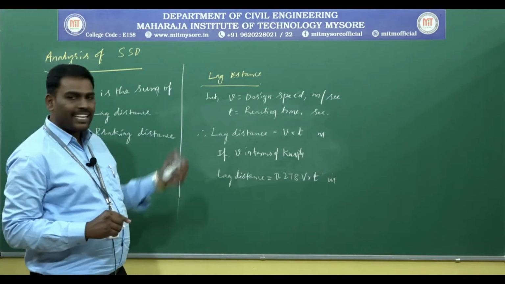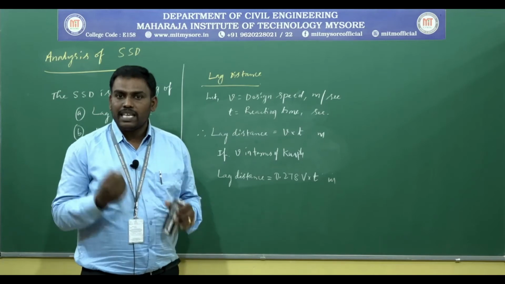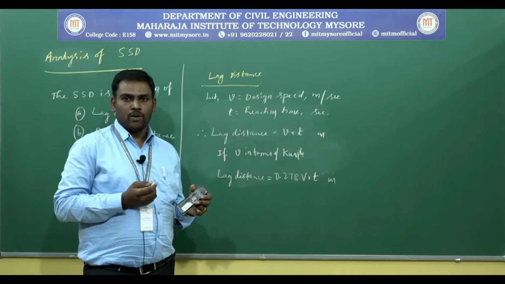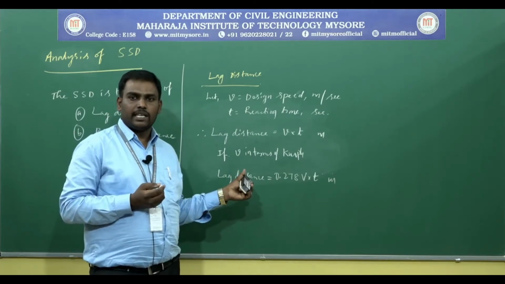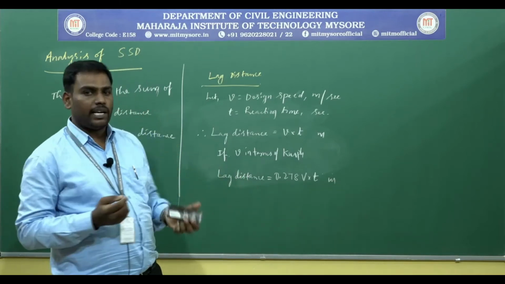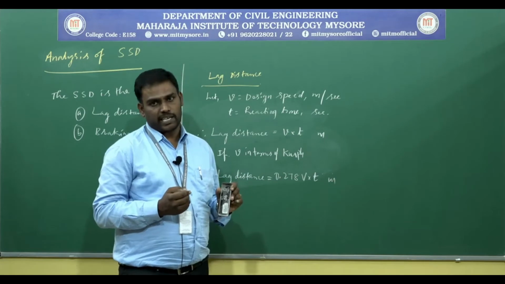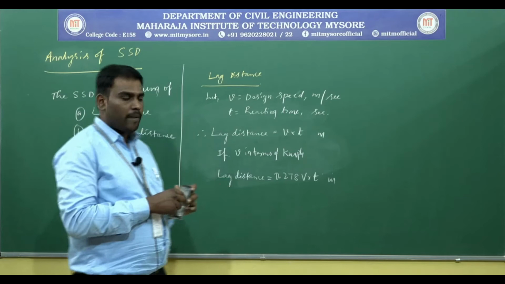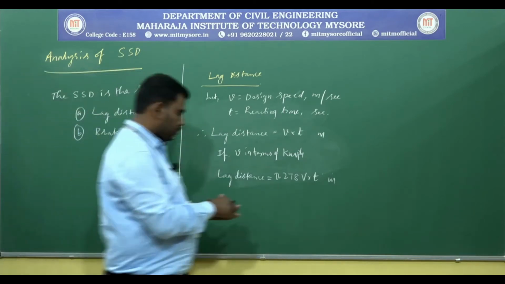And we know that the lag distance is the distance traveled by the vehicle during the reaction time t seconds. For the calculation of stopping sight distance, IRC has recommended the value of the reaction time as 2.5 seconds. Next, I'll move on to the braking distance.